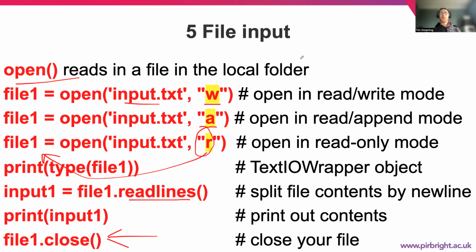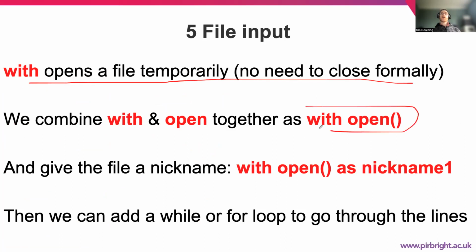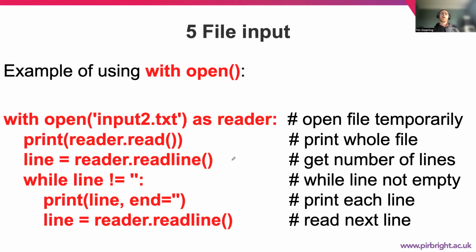We have the with open structure, which opens the file temporarily, so we don't need to officially close it using that function. We put it together as a with open, a bit like declaring a function in that manner. The full structure has with open and the file name and so on inside here, and then we have as nickname1, and we use that nickname to refer to the file as we're reading it through. So an example is given here where we have with open our file as reader. So then we use reader subsequently.